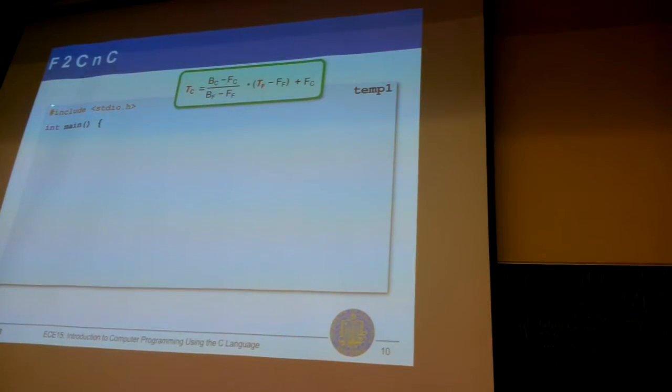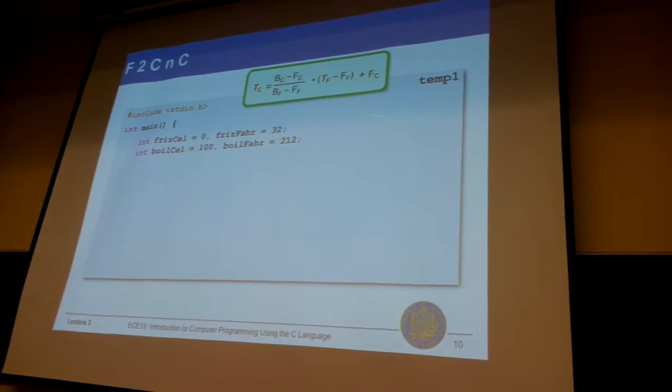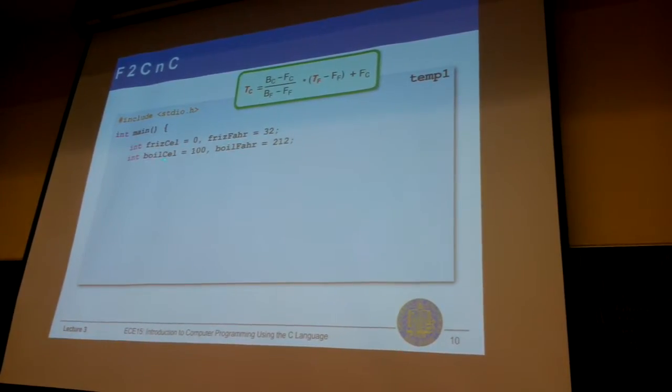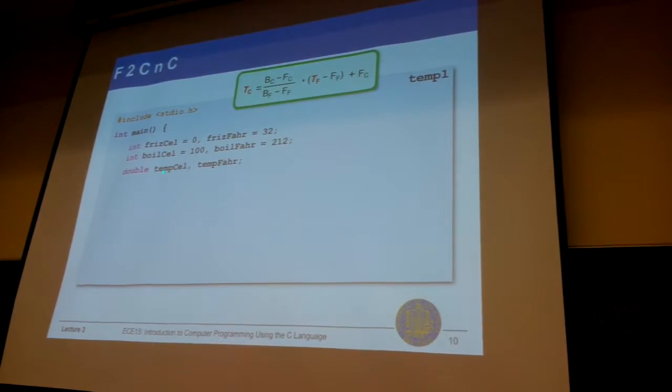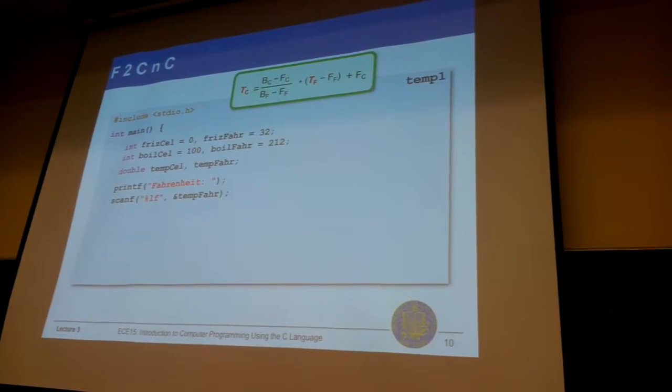So again, we start with our main function. We define these constants. In this case, we're using a set of variables so that we can write out the names of these quantities. So we have freezing point in Celsius, freezing in Fahrenheit, boil in Celsius, boil in Fahrenheit, right? And then we'll have a set of doubles that are our temperature, our input temperature in Fahrenheit, and our output in Celsius. So we ask the user for the Fahrenheit temperature.